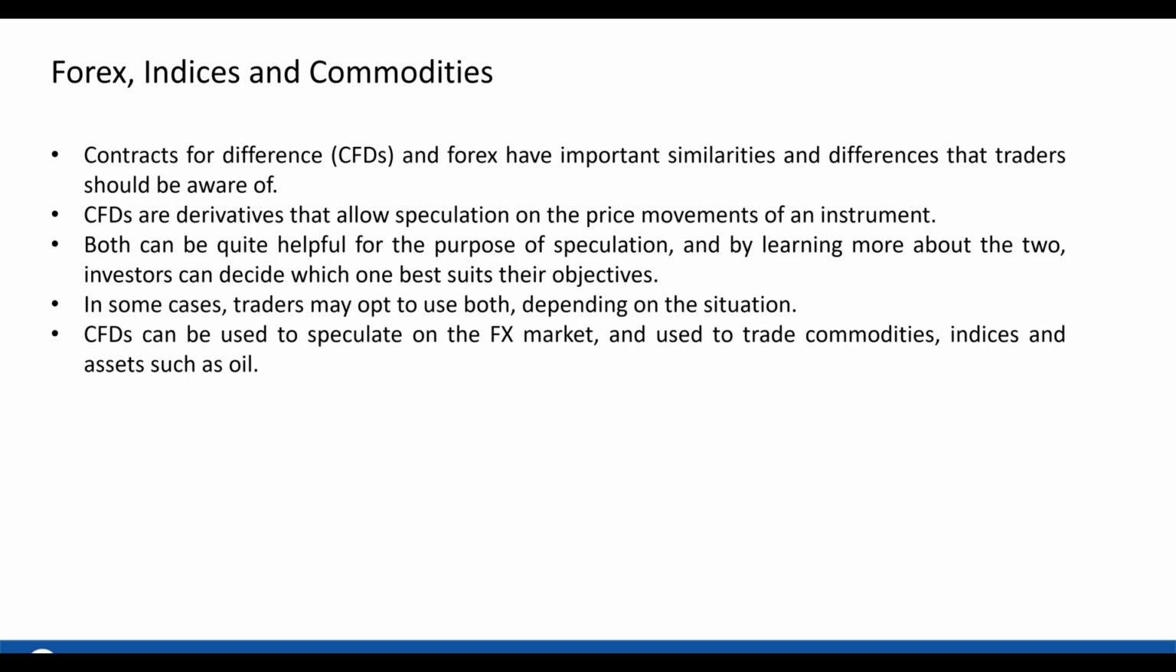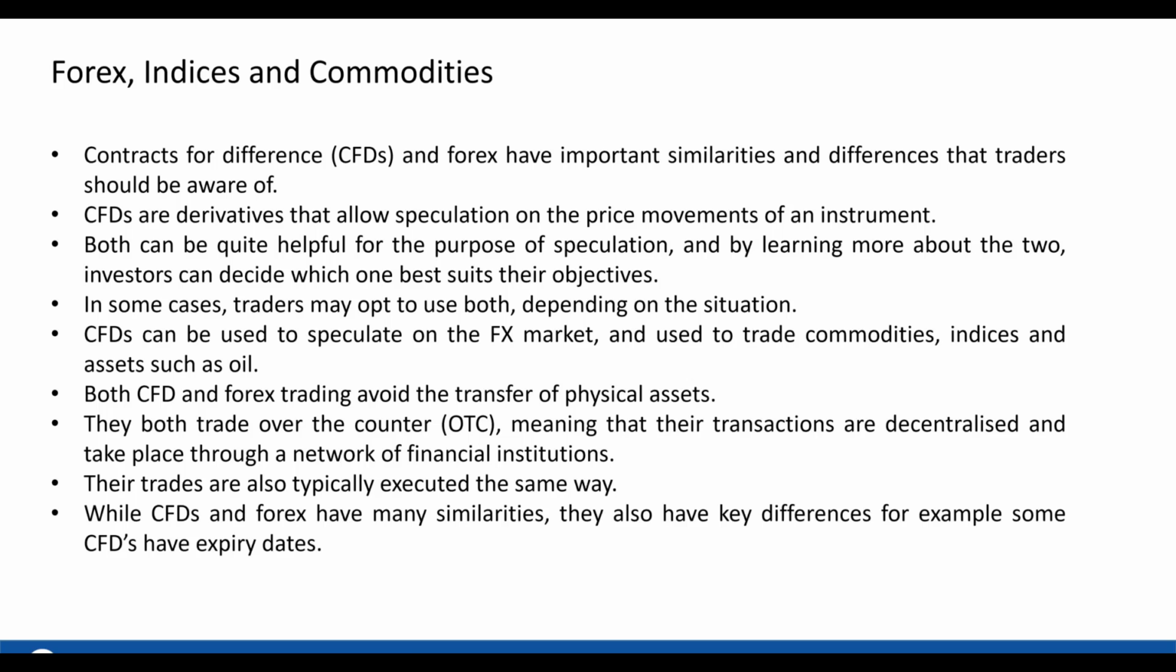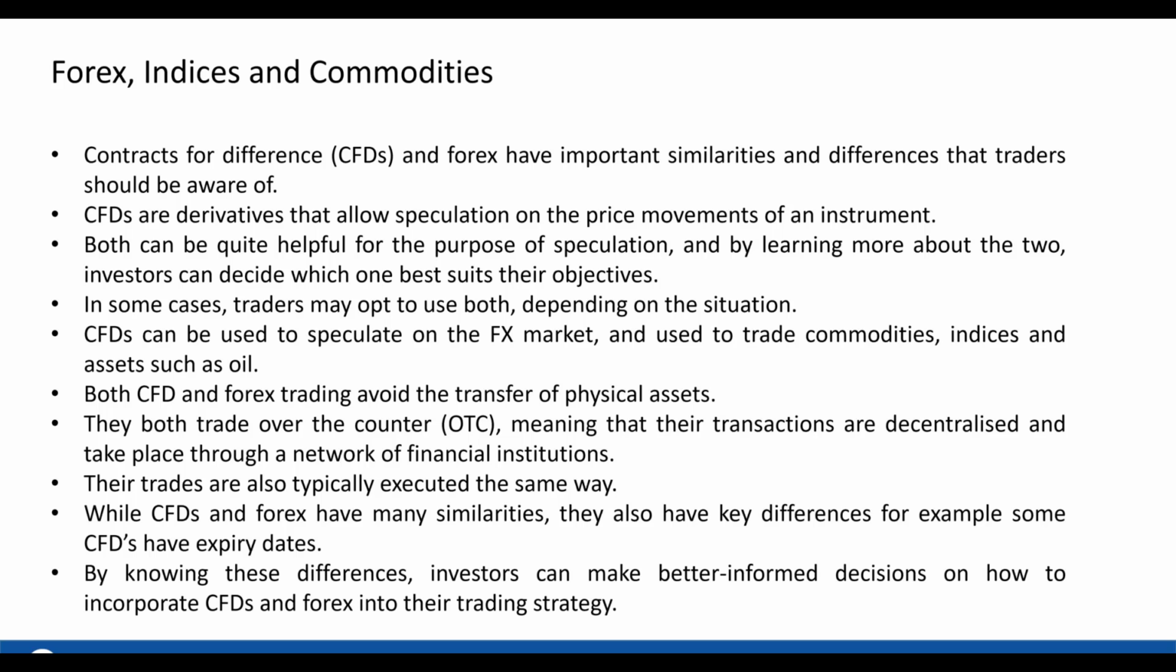CFDs can be used to speculate on the FX market and used to trade commodities, indices, and assets such as oil. Both CFDs and Forex trading avoid the transfer of physical assets. They in fact both trade over the counter, meaning that their transactions are decentralized and take place through a network of financial institutions. The trades are also typically executed in the same way. And while CFDs and Forex do have many similarities, they also have key differences. For example, some CFDs have expiry dates. By knowing these differences, investors can make better informed decisions on how to incorporate CFDs and Forex into their trading strategy.